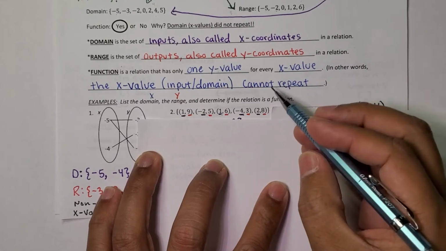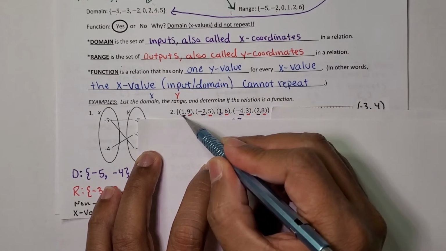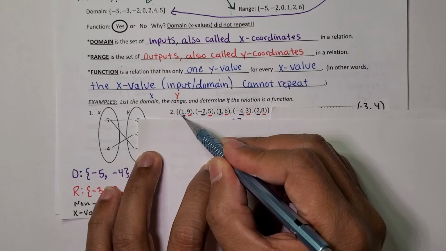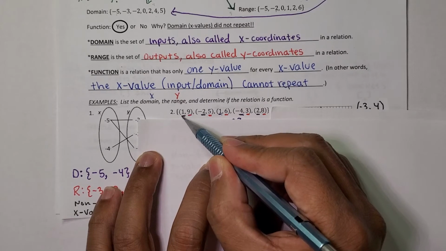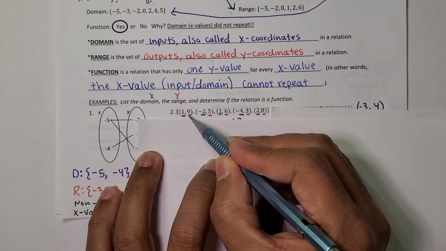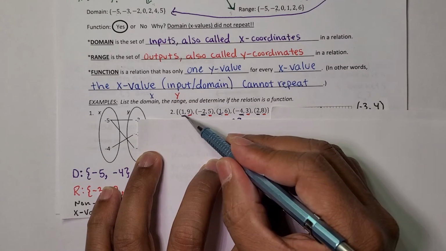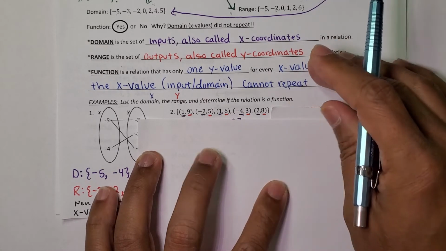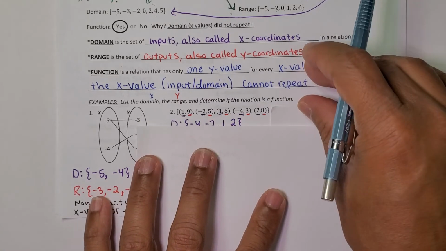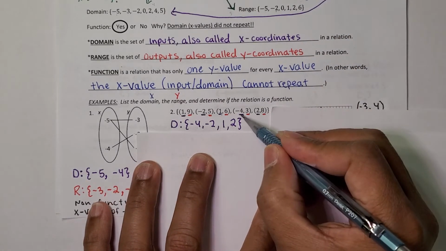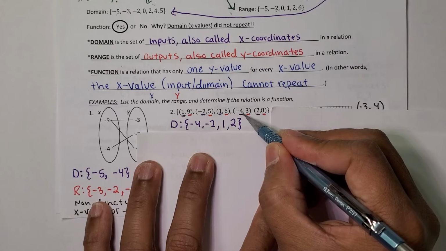On this one here, we're given a set of coordinates. I've underlined the x's with purple and the y's with red. To get the domain from here, don't forget, always start in order from least to greatest. So let's look at the domain. -4 is the least, and the greatest is 2.